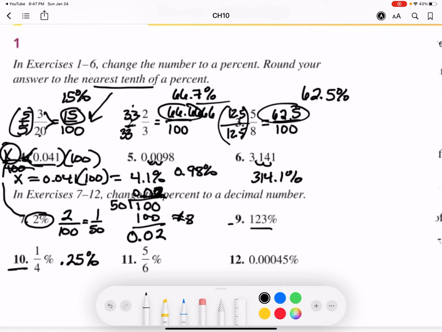So in this case, our percentage is 0.25%. And you can see right here we had a 2, and it became 0.02. So we took our decimal point and we moved it over 2 to the left. So if we have our decimal point here and we move it 2 to the left, that's going to give us 0.0025. That becomes our new decimal.